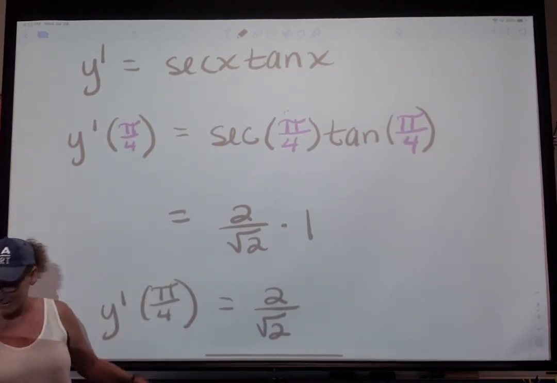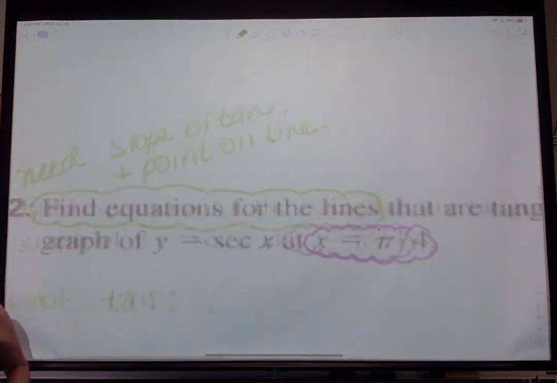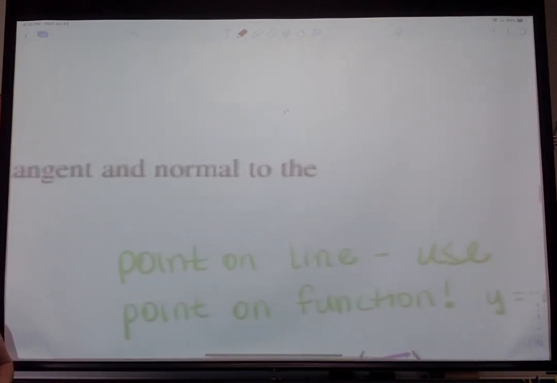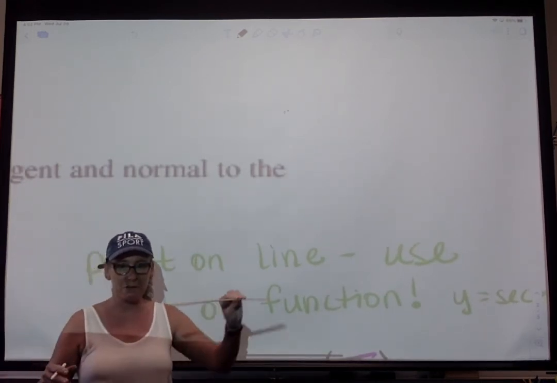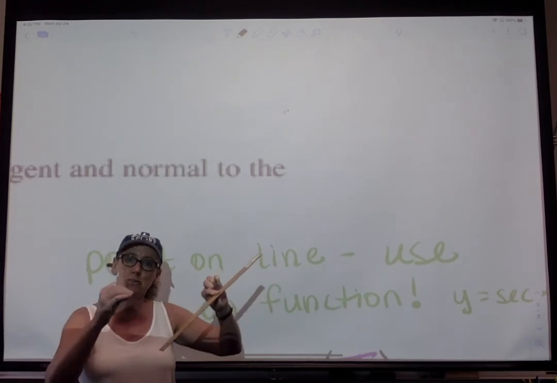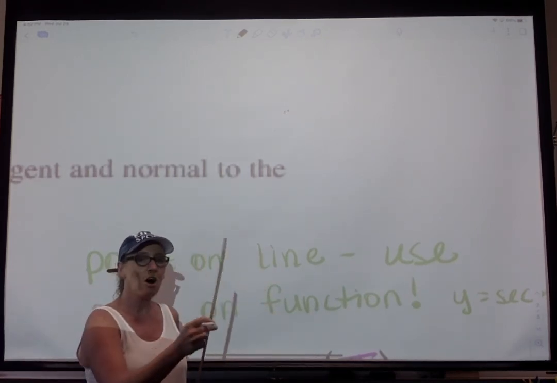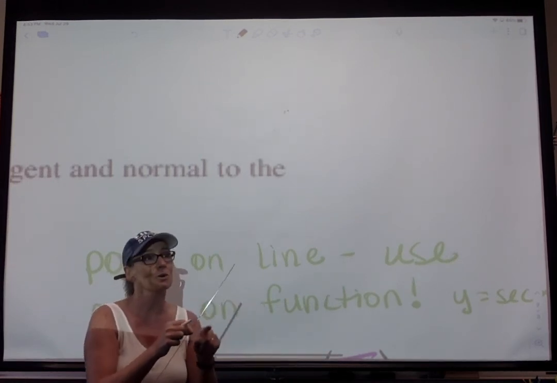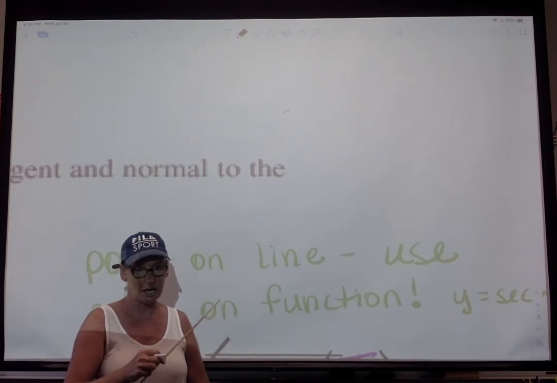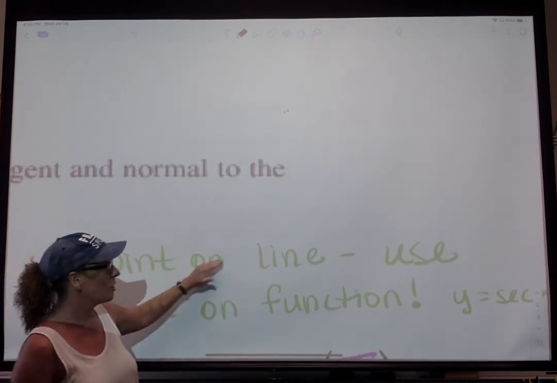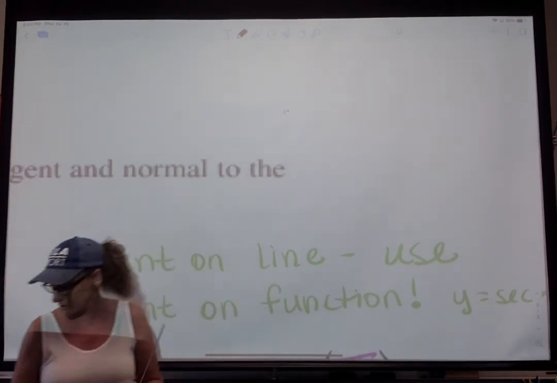All right, I got my slope of my tangent line. What else do I need? I need slope. Oh, I need a point on the line. Well, doesn't my tangent line, like a toothpick, right? Doesn't my toothpick always touch the function? So the point on the tangent line is also going to match the point on the function. If I want a point on my tangent line, use the point on the function.